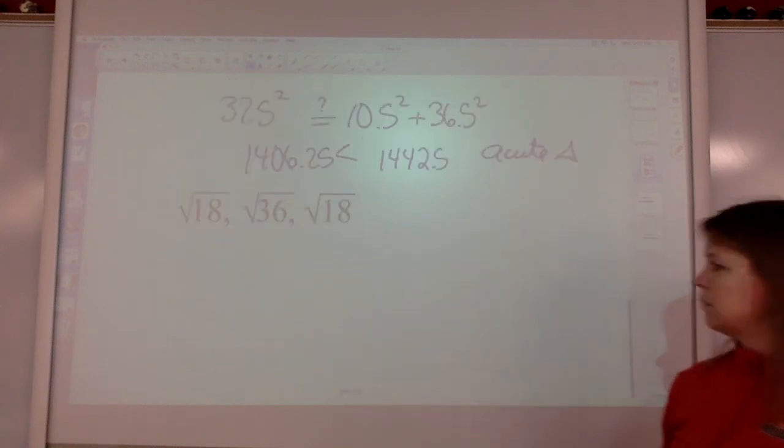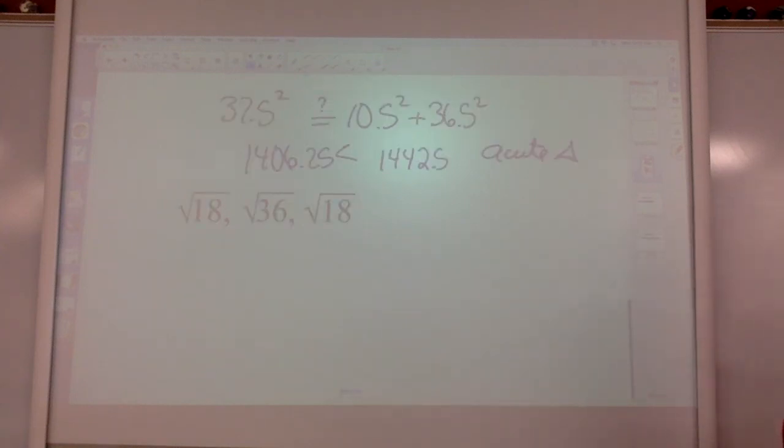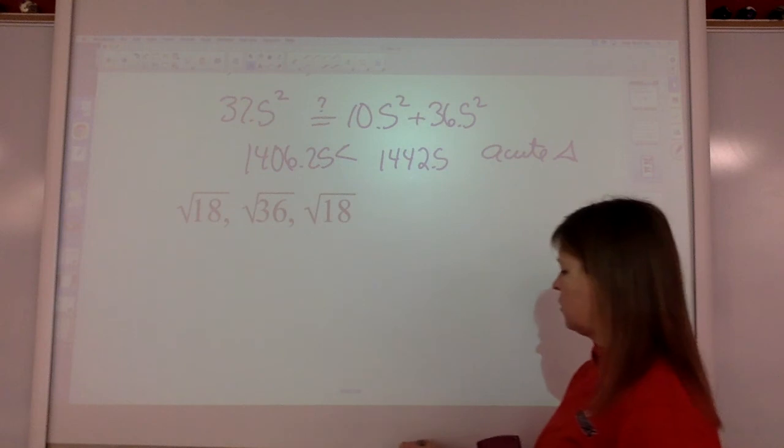Last one. Looks like we definitely have an isosceles triangle. Question is, is it isosceles acute, isosceles right, or isosceles obtuse? Is it even a triangle?